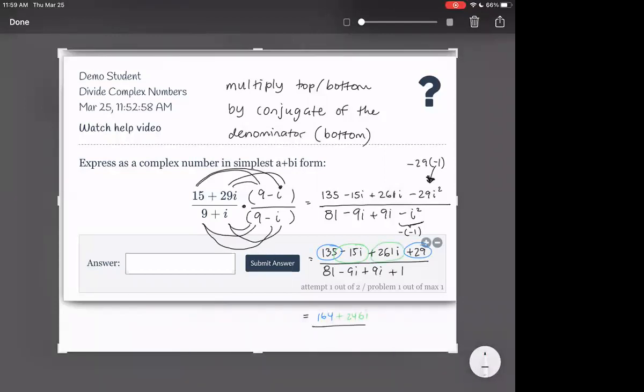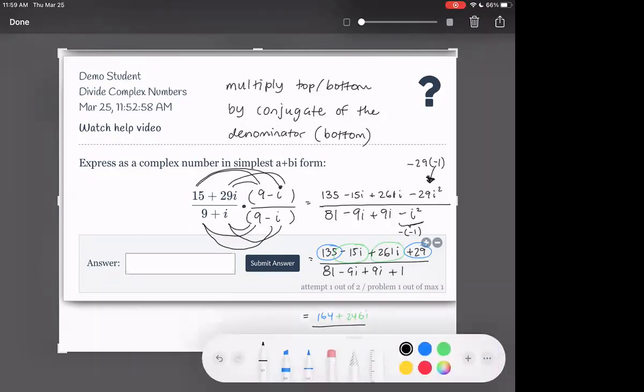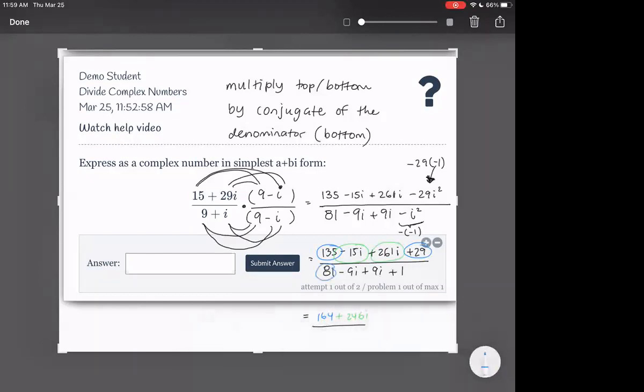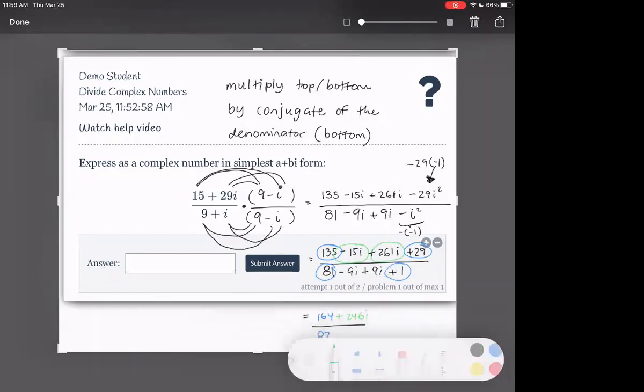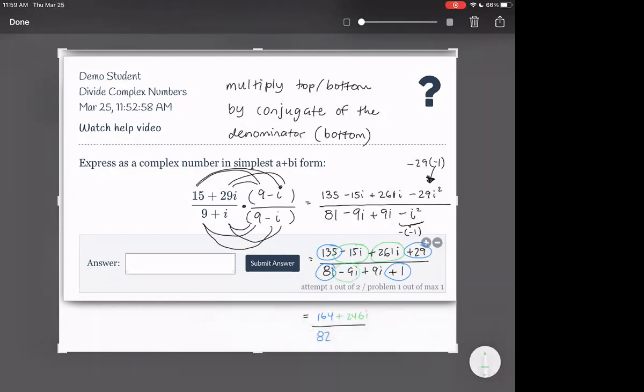And on the bottom, do the same thing. Add up the real portions. 81 plus 1 is 82. And then the minus 9i and the plus 9i, technically they just cancel with each other. Because if you subtract 9i and you add 9i, that's plus 0i. So that's how we get rid of the i piece. There's no more i piece here. I don't have to write plus 0i because that just means nothing. So we're almost done. We just have to divide. But before I do that, are there any questions about the cancellations or anything that happened?